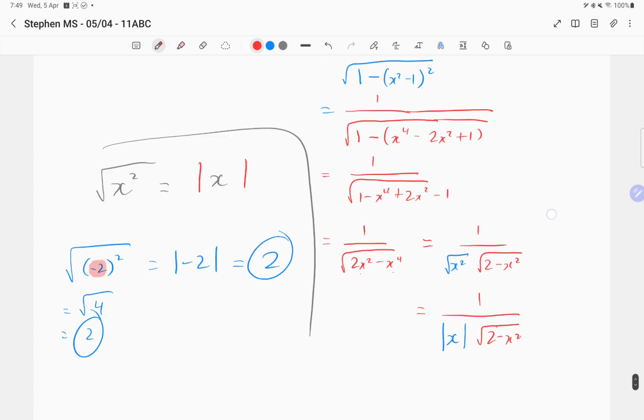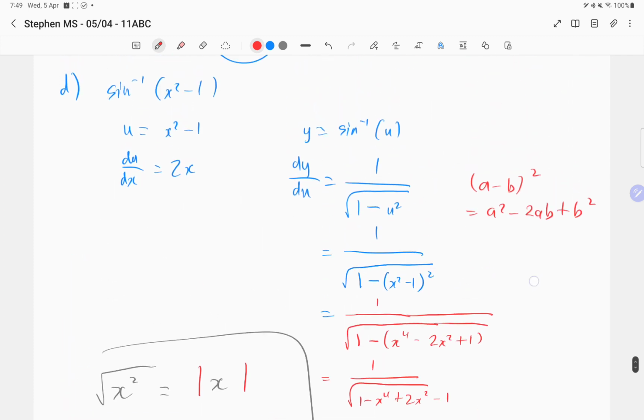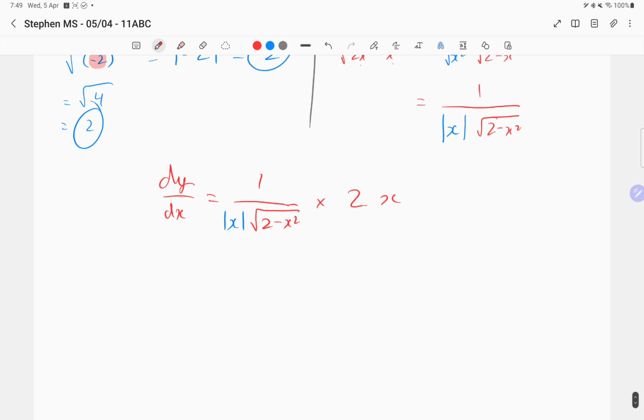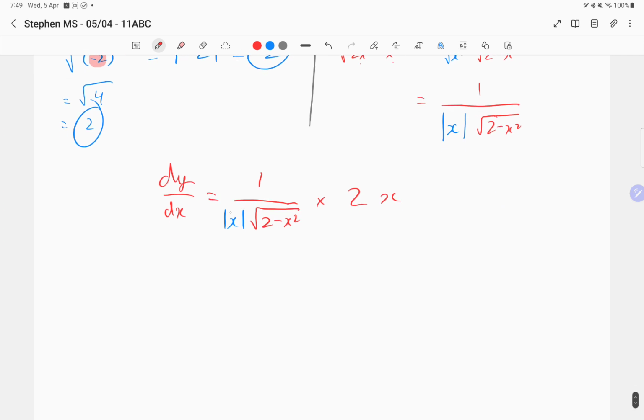So, given this situation, dy over dx would be 1 over this thing, which has absolute value of x times square root of 2 minus x squared, times 2x. This is sweaty. I'm recording this and you better go back and watch it. And remember, there are two scenarios when you have absolute value: when x is less than 0 versus when x is more than 0. Why can't it be equal to 0? Can't divide by 0, very good. If this is 0, times that whole thing would be 0, so you can't divide by 0.